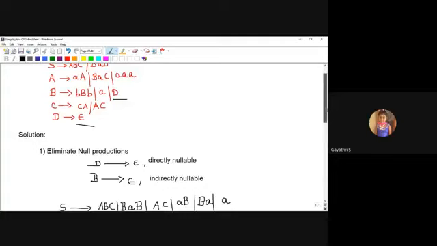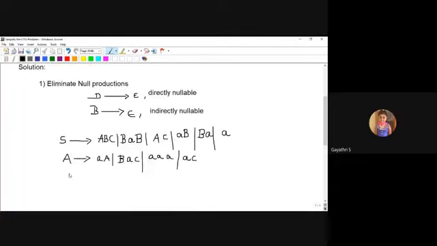Next, the B production. B gives BBB, A, and D. I will write all the productions as they are. In the place of B, if I put epsilon, BBB becomes BB. In the place of D, if I put epsilon, it gives epsilon only, so no need to add that epsilon. So the B productions are also over.